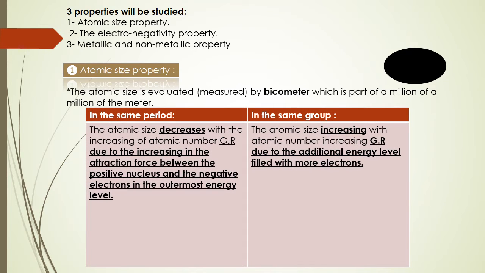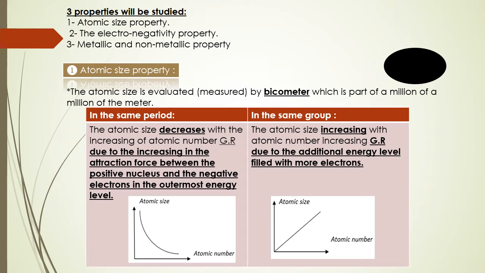And we must know about the graduation of element in a period and the graduation of element in a group. In the period, we move from left to the right. As the atomic number increases, the atomic size decreases due to increase in the attraction force between positive nucleus and negative electrons. But in the same group, as we move from up to down, the atomic size increases and the atomic number increases. So the relationship between them is directly proportional.